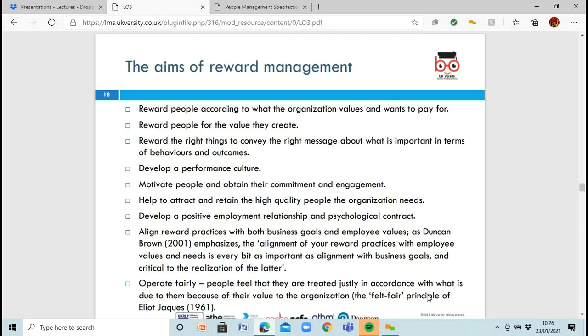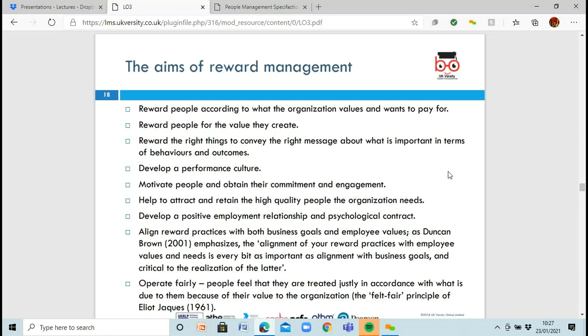So we're going to go through the aims of reward management. This is to reward people according to what the organization's values are and what they want to pay. Reward people for the value they create. Reward the right things to convey the right message. Develop a performance culture. Motivate people, and this will actually help you to obtain their commitment and engagement at work. Help to attract and retain high quality people within your organization. And then develop a positive employment relationship and a psychological contract.